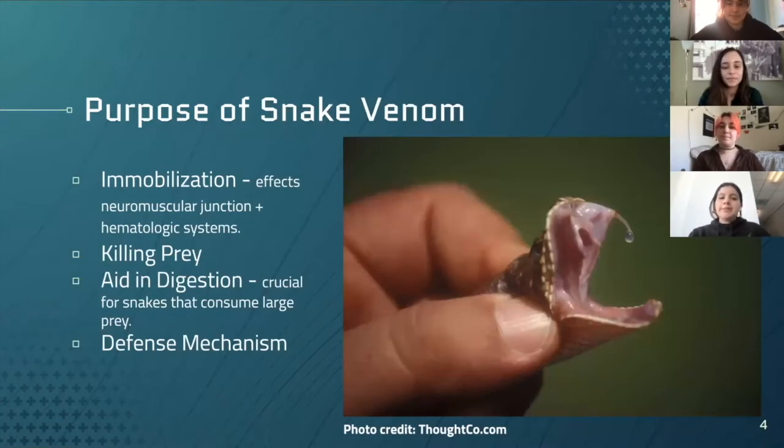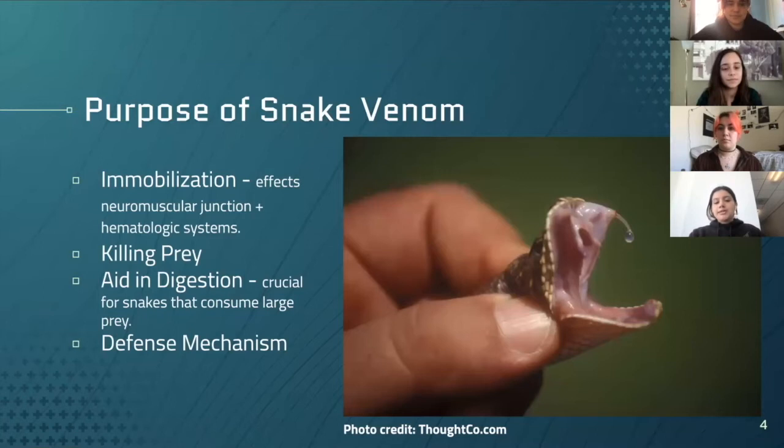The first is the immobilization of prey, which occurs because most venom affects neuromuscular and hematologic systems. An example of a neuromuscular system is the junction between nerves and muscles, which the venom disrupts. Hematologic systems include blood function, which is again disrupted. The second use of snake venom is to kill prey, and this differs from immobilization because a snake releases and delivers more venom to its prey.